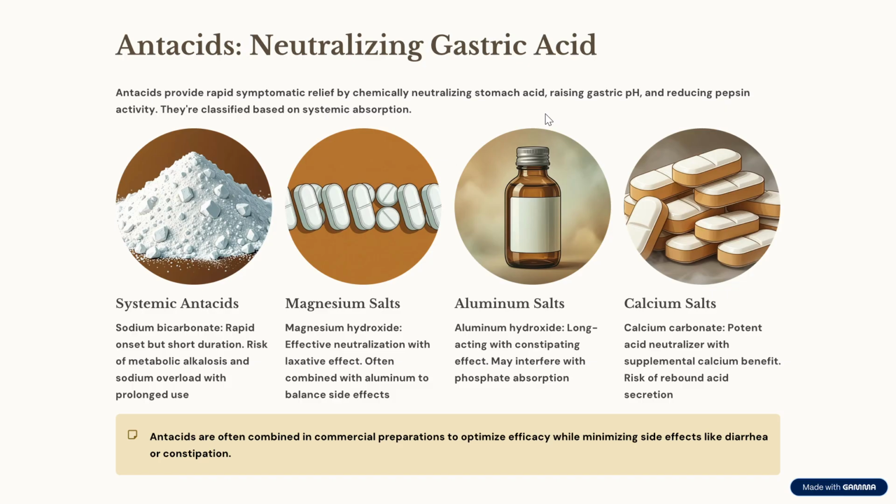The third one is calcium containing antacids like calcium carbonate. It is a potent acid neutralizer with supplemental calcium benefit, but there is risk of rebound acid secretion. Antacids are often given in combination in commercial preparations to optimize the efficacy while minimizing side effects like diarrhea or constipation.